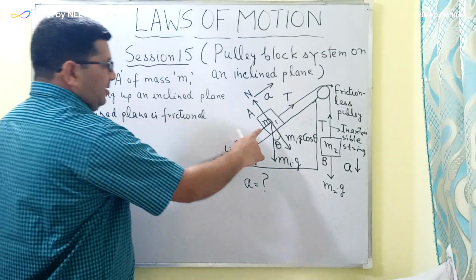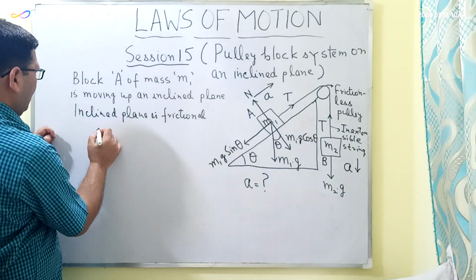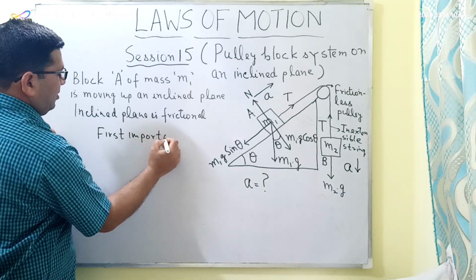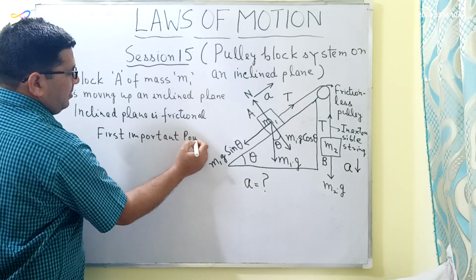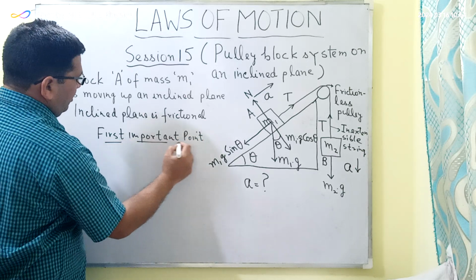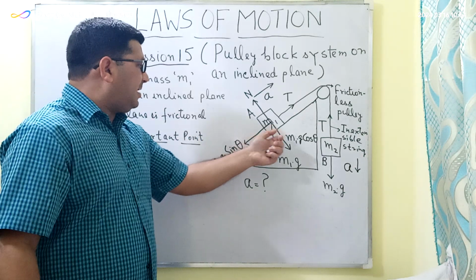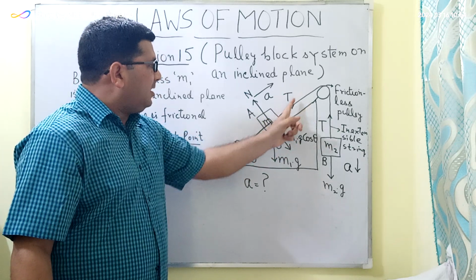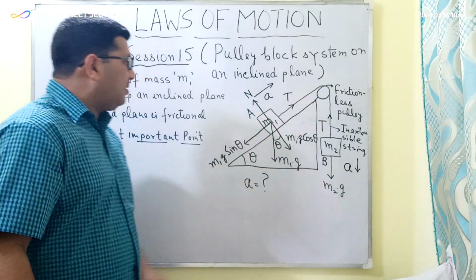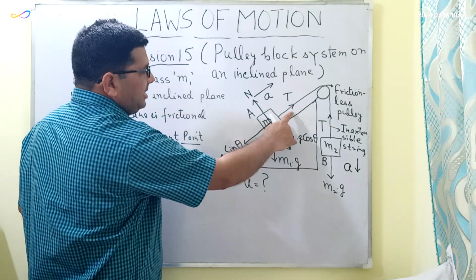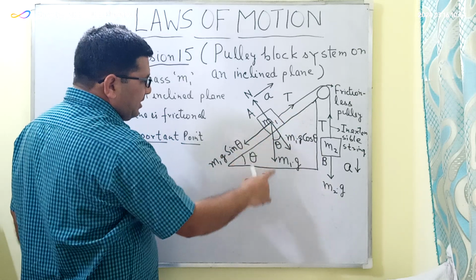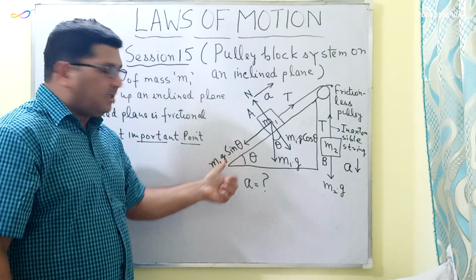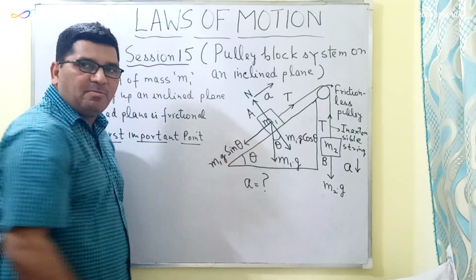Now the first important point is that this block A of mass m1 will move in this upward direction only when the tension in the string is more than the component of the weight which is acting along this plane in the direction as indicated by this arrow.